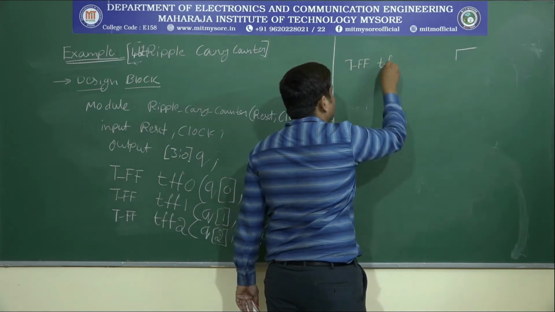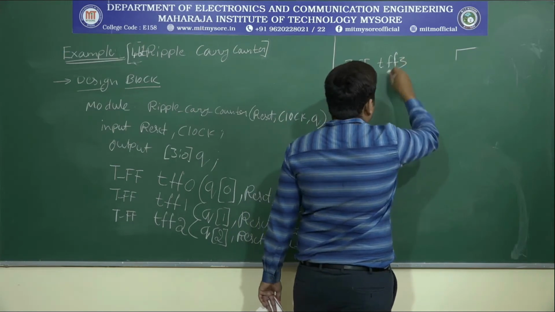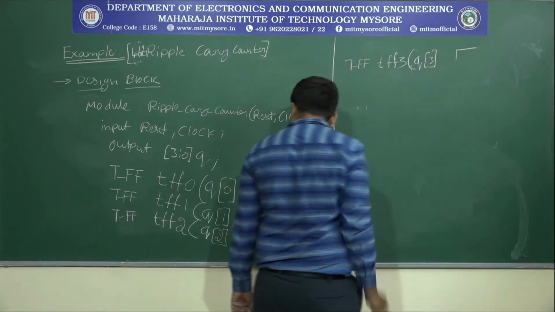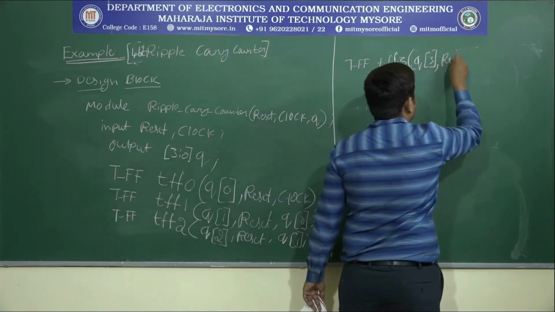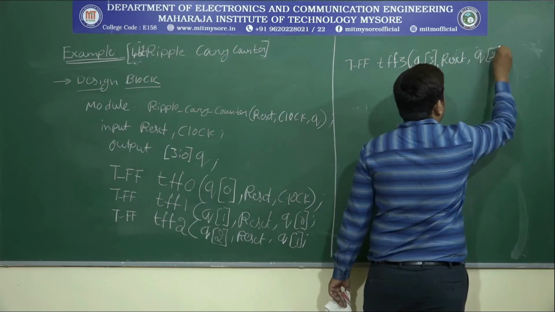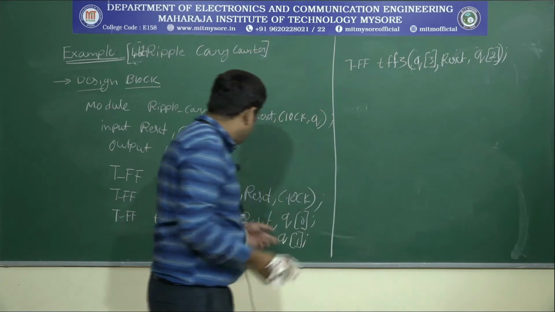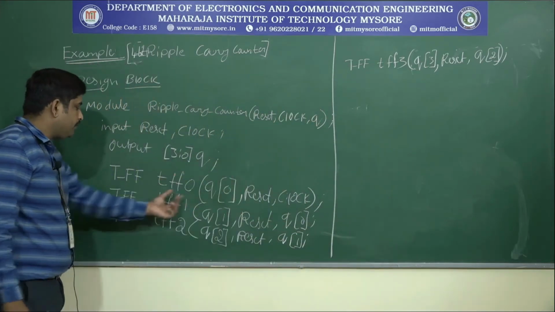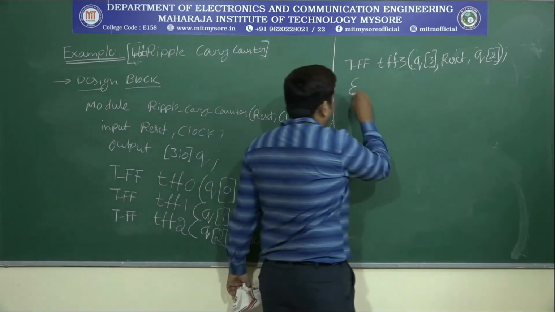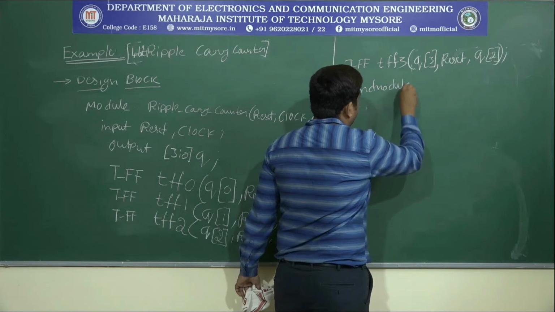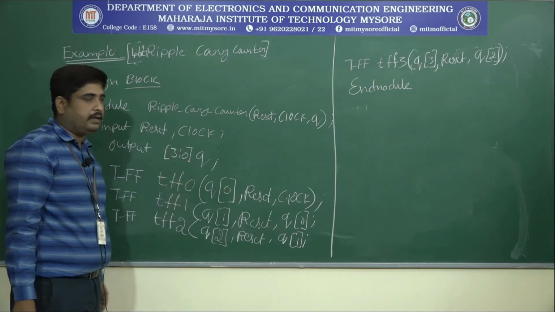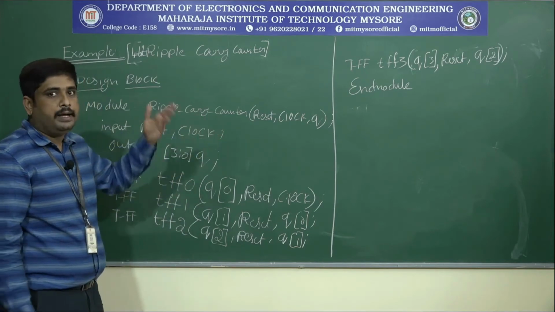Next, the continuation, TFF3. For the last stage, Q of 3 is the output, then reset has no change, and the clock for the last stage is Q of 2. After this we have written all 4 instances, TFF0, TFF1, TFF2 and TFF3. After you declare all 4 instances, end the program with endmodule. This programming is called gate level description, or structural level description. We discuss all these things in detail in later modules.